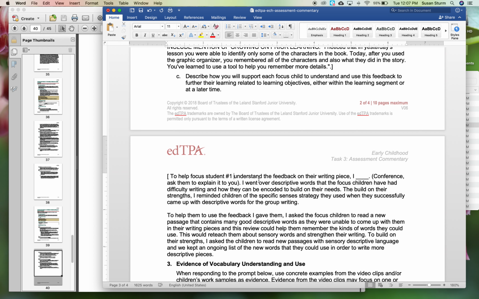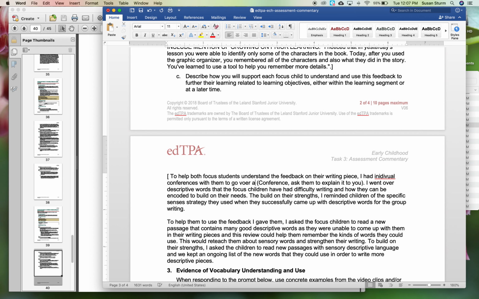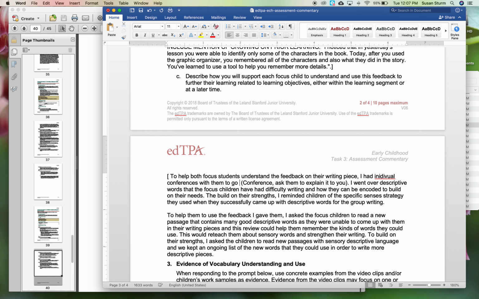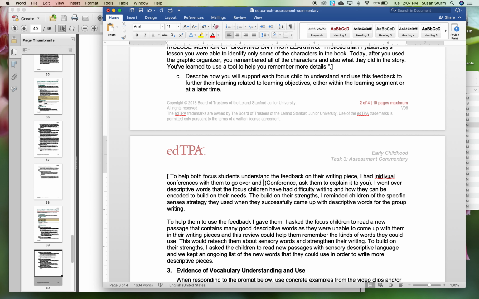Understand the feedback. Oh wait, no, that's not revised. To help the students, to help both focus students understand the feedback, I had individual conferences with them to go over and make sure they understood what I wrote.